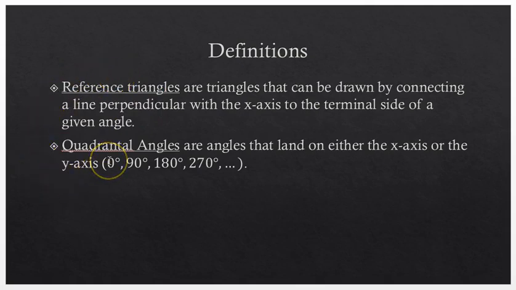Quadrantal angles, this is another term you will often hear. These are the ones that land on either the x or the y axis. So it's the ones at like 0 degrees, 90 degrees, 180 degrees, 270 degrees, 360. And it goes on forever and ever if you just keep adding 90 at a time. Or in radian mode, you could do that as well. So you would have 0 radians, pi over 2, pi, 3 pi over 2, 2 pi, etc.